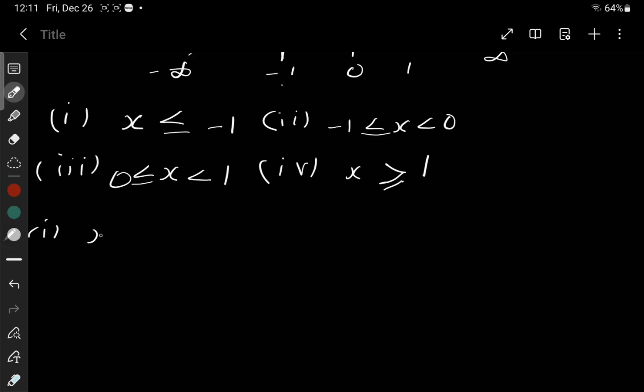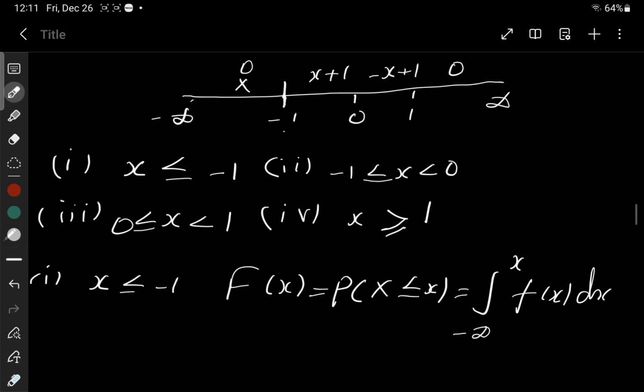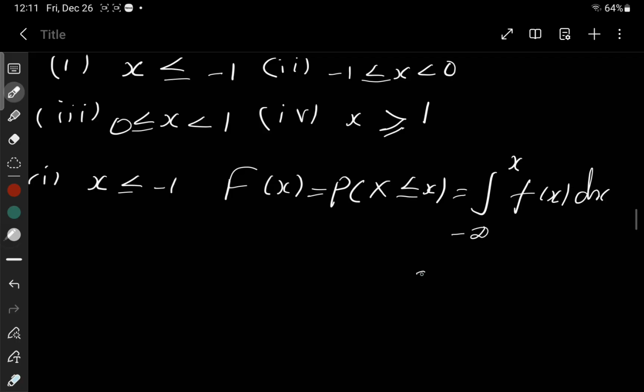The first case, for x less than or equal to minus 1. So F of x is P of x less than or equal to x, which is equal to the integral from minus infinity to x of f of x dx. Here the function is not defined, so you can directly write the function as 0 dx, which is equal to 0.